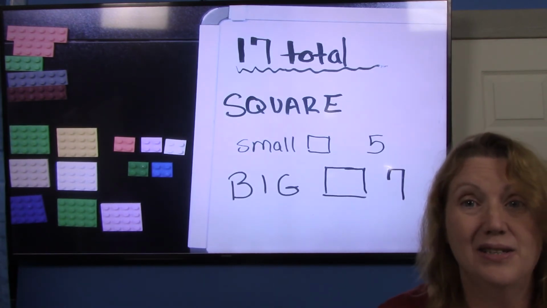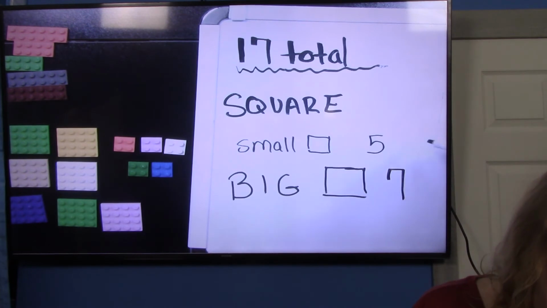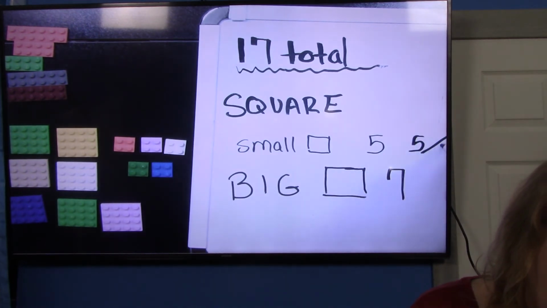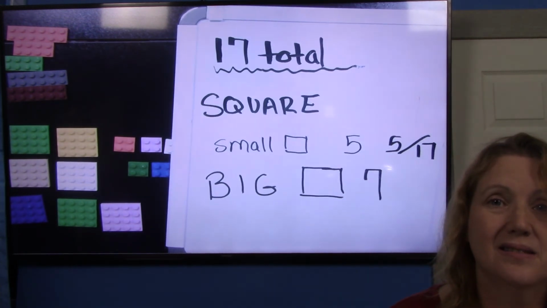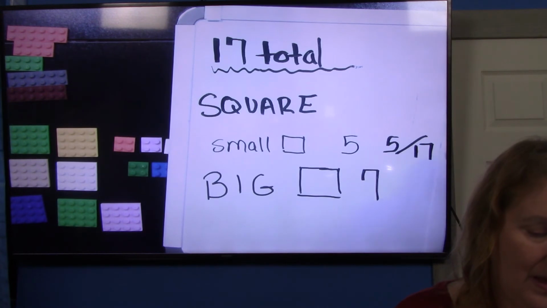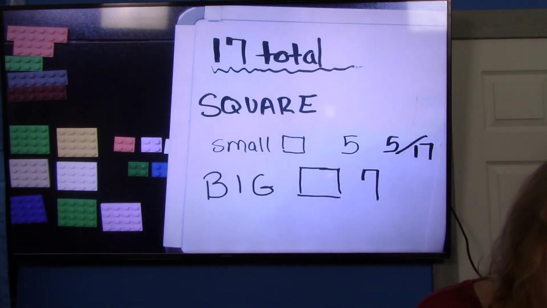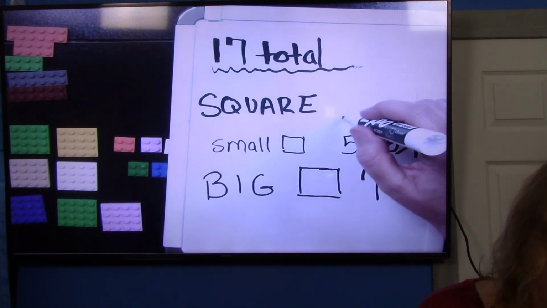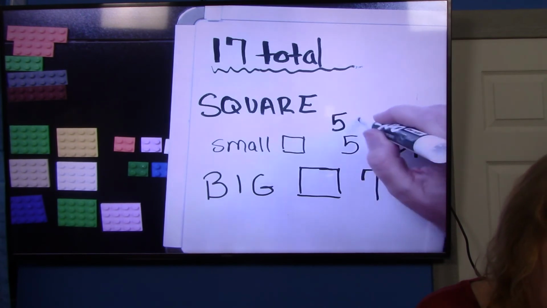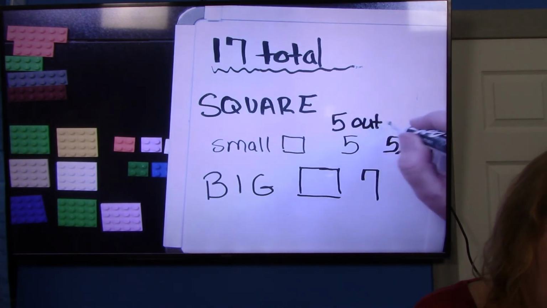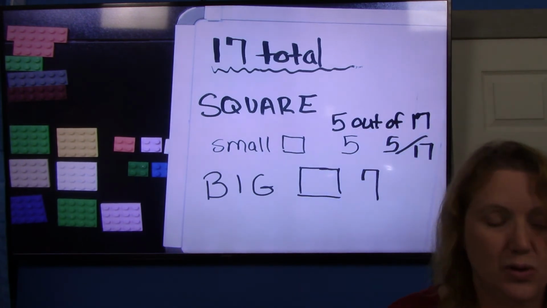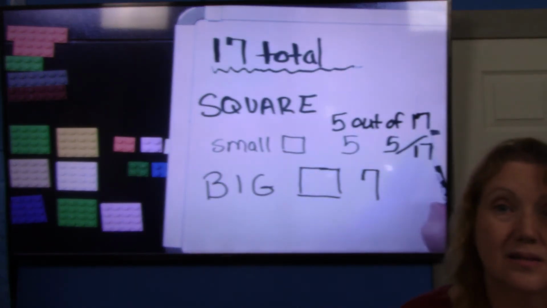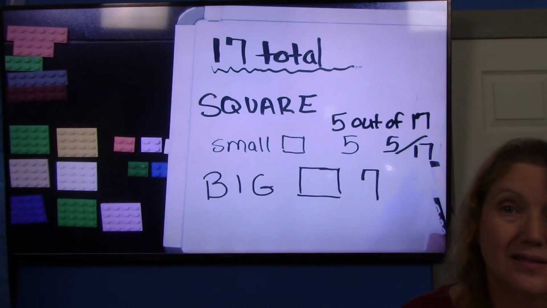Okay, let's see how you did. Did you put 5 out of 17 like this? Or you might have written it out in words. If you did, that's okay too. You'd write 5 out of 17. So you could either write it like this or like this.